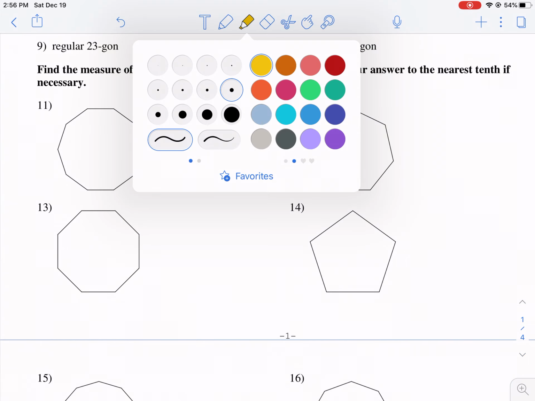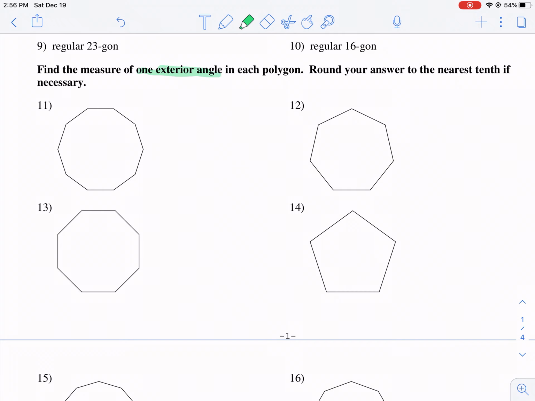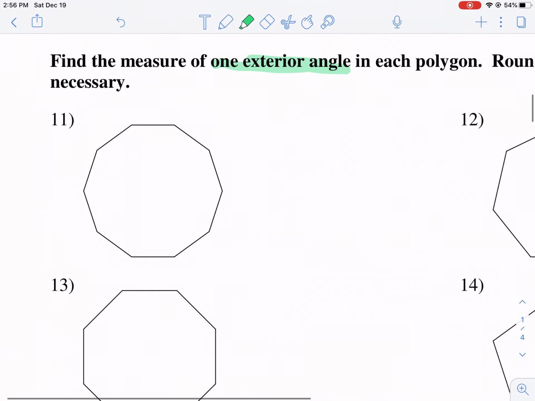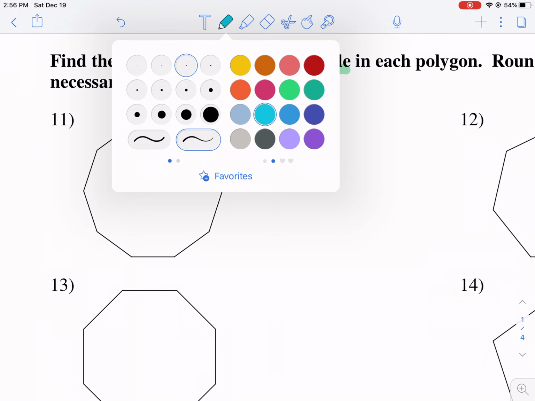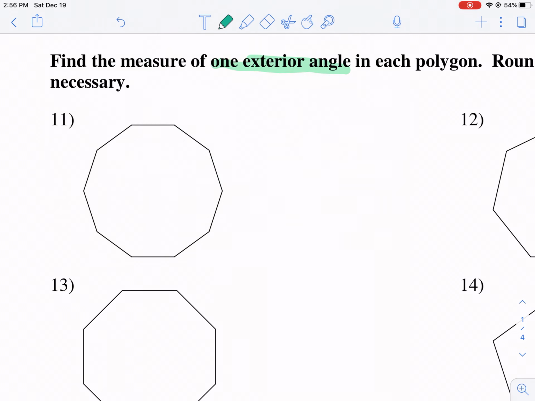Now we're moving on to exterior angles. With exterior angles, the formula is much more simple. The exterior angle sum for any polygon is always equal to 360. I talk about that in my other video.